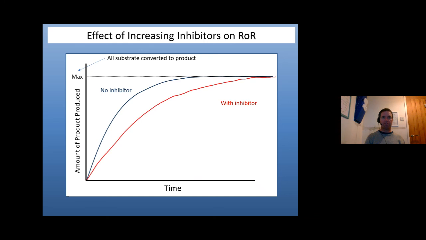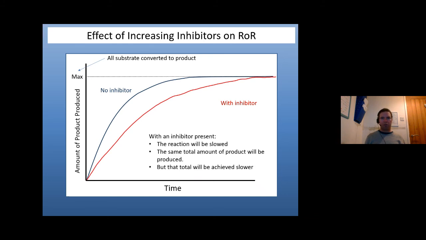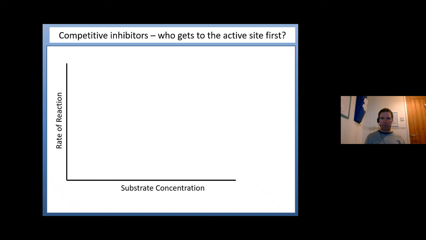It's time versus amount of product produced. So an inhibitor, whether it's competitive or non-competitive, looks the same for this graph. Why is that? With an inhibitor present, the reaction is slowed. The same total amount of product will be produced, but that total will be achieved slower, and we've seen that before. Now, substrate concentration versus rate of reaction is a different matter.